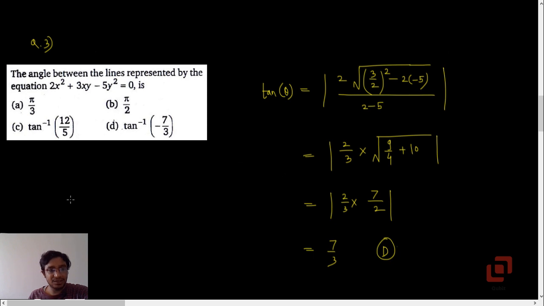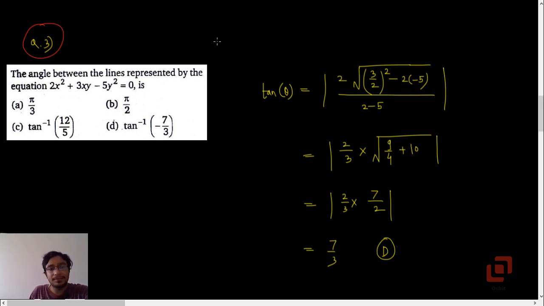Let's go to the next question, that is question 3. The angle between the lines represented by the equation 2x squared plus 3xy minus 5y squared equal to 0 is pi by 3, pi by 2, tan inverse of 12 by 5 and tan inverse of minus 7 upon 3.